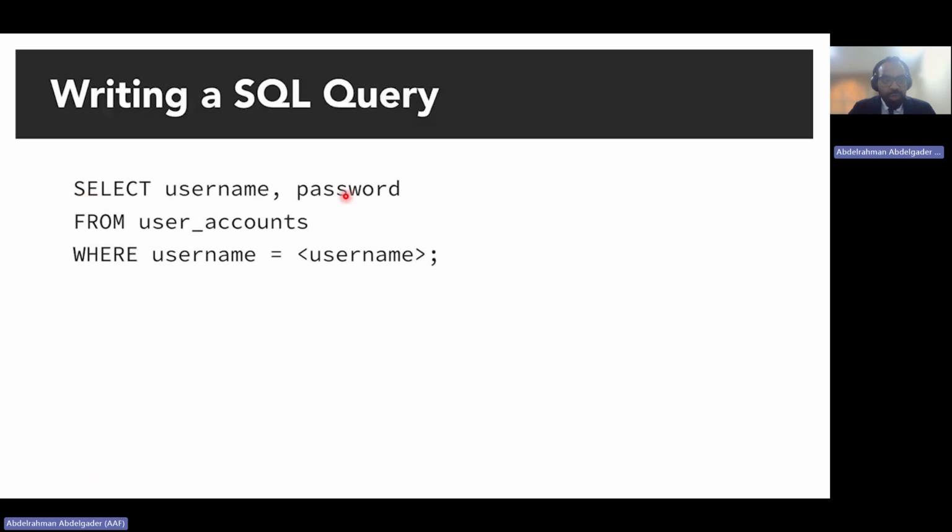Select username, password from user accounts where username equals username. This is basically a placeholder that will be replaced or populated by the value of the username provided by that specific user. This statement is going to simply get the value of the username and password from that specific table, user accounts, depending on the value of the username provided by that user.